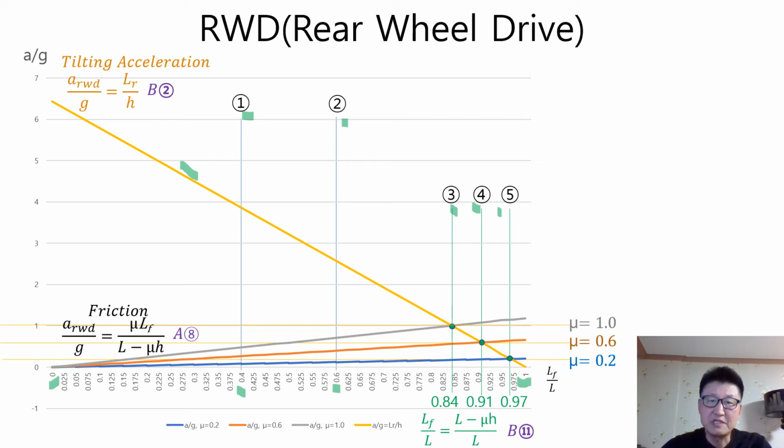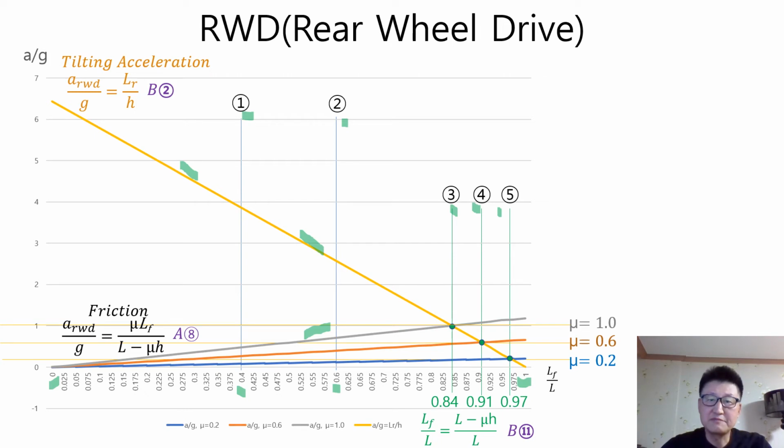As you can see, a yellow friction equation line has negative slope, which means tilting acceleration more easily happens when the vehicle CG moves to the rear axle. On the other hand, friction equations have the positive slope like this manner, which means friction forces are increasing when the vehicle CG moves to the rear axle.